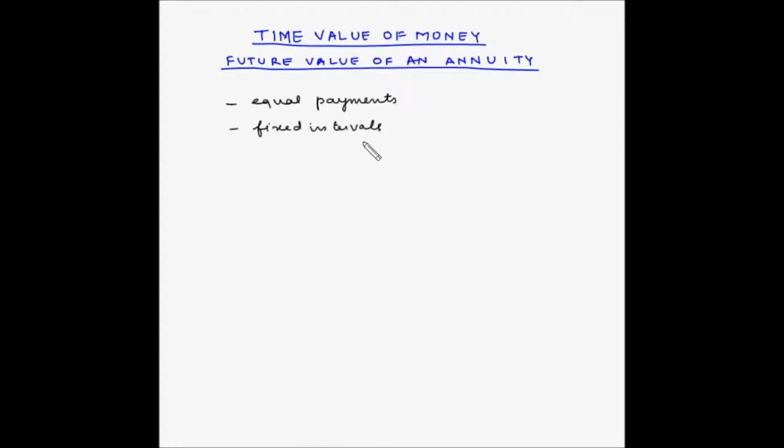So let's say you are making a payment of 1,000 rupees every time. So equal payment, the installment is 1,000 rupees, and you are making this payment at fixed intervals. This could be monthly, quarterly, yearly, etc.